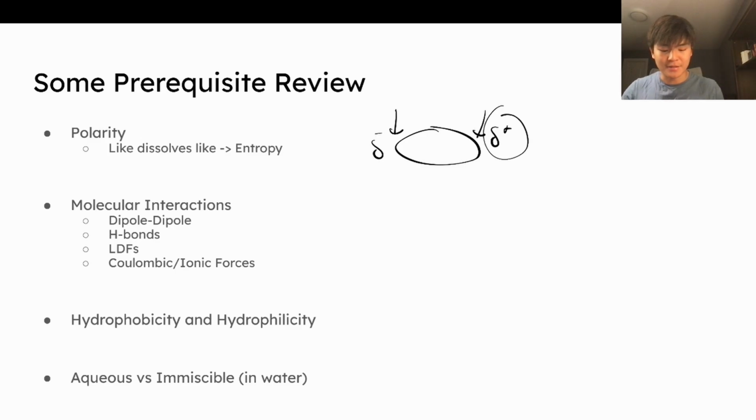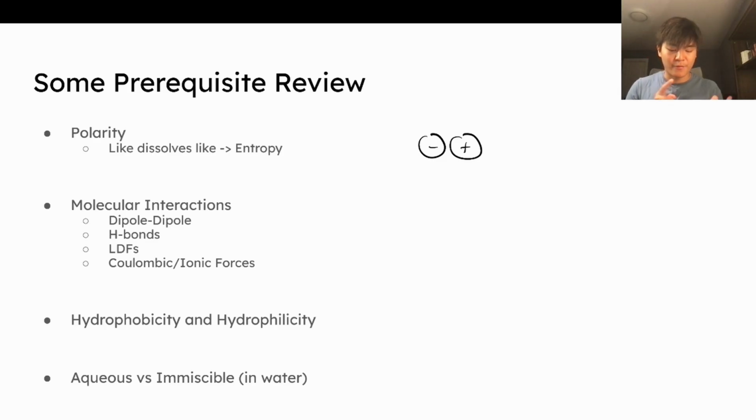You might have seen this delta sign before, right? And so obviously what you can imagine as the most polar is a salt. Let's say we have a salt and you have a positive cation and a negative anion. This is very polar. This guy's extremely positive, this guy's extremely negative. With something a bit less polar, water molecules.